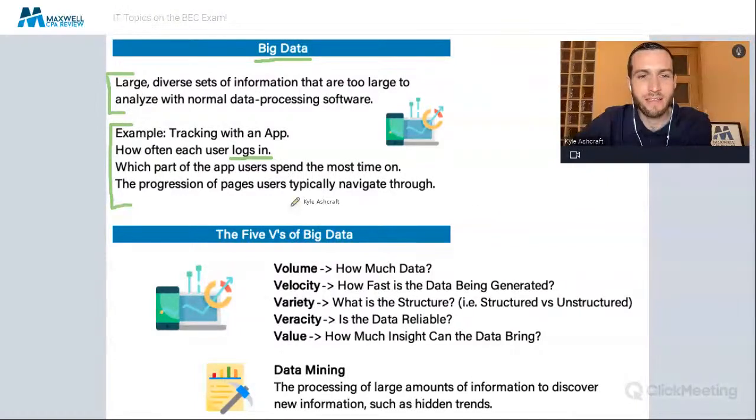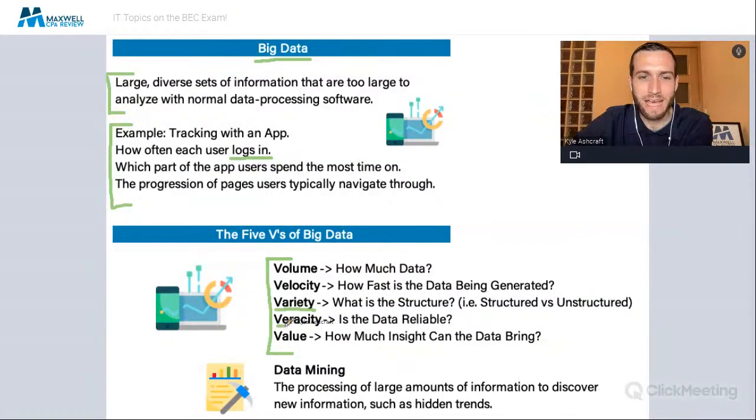So we have the 5 V's of big data. We have volume, velocity, variety, veracity, and value. So volume is how much, the volume, the amount of data that we are talking about. Next is the velocity. Velocity is simply how fast the data is being generated. Is it being generated very quickly or slowly? Then we have the variety, which is, think of the variety, the structure. So what is the structure of the information? Is it structured information or is it unstructured information?